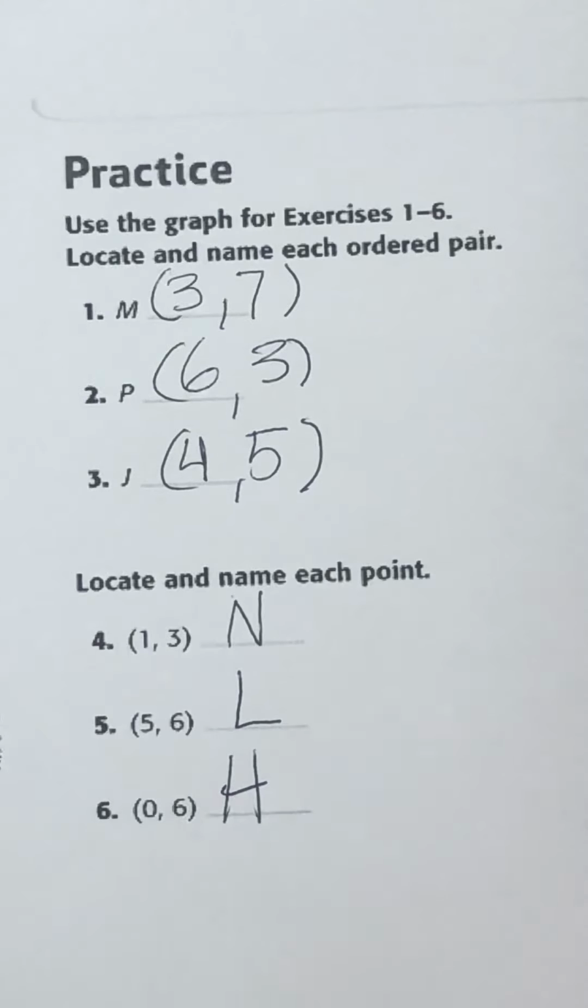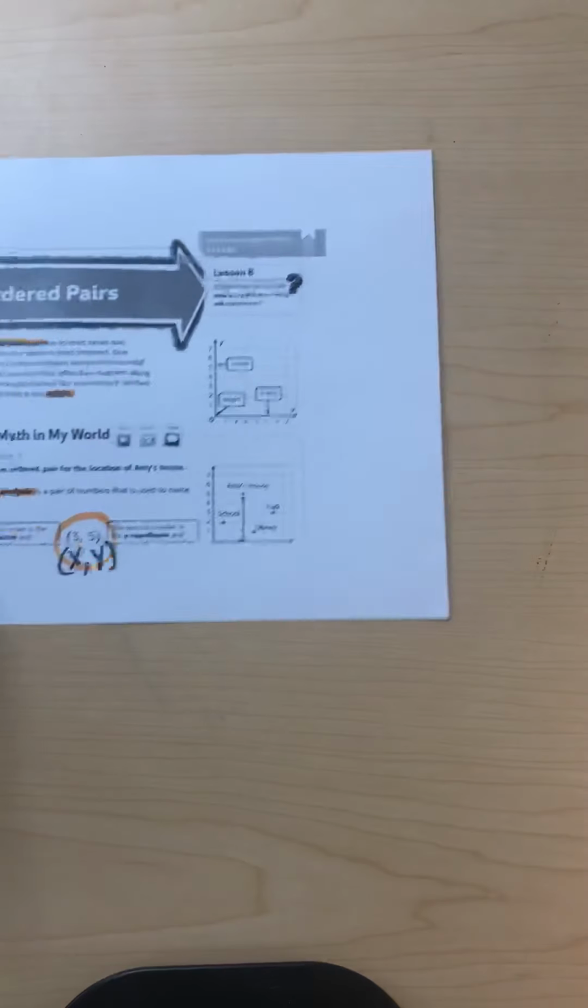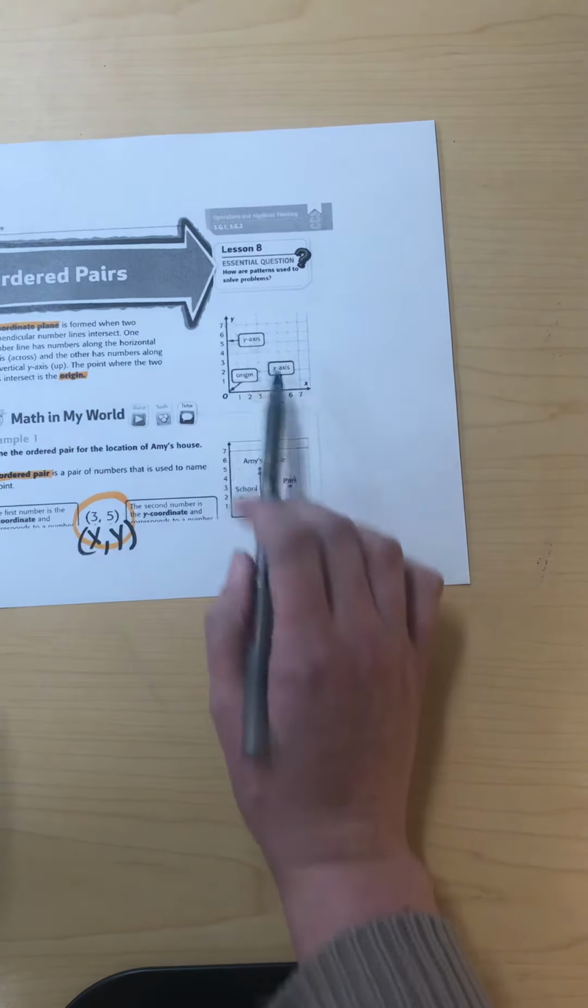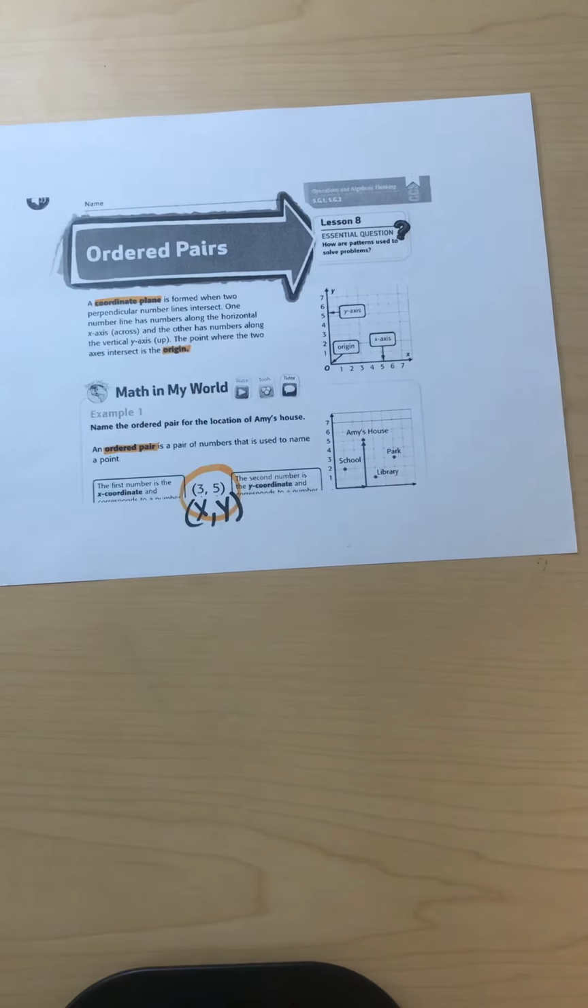So there's a few practice problems. Now I'm going to have you try some on your own. Just remember, go in the elevator first, then go up. The line that goes this way is the x-axis. The line that goes this way is the y. You go the x first and then the y. All right, good luck.